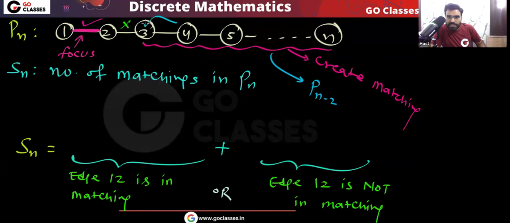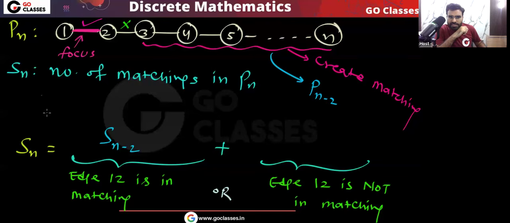And how many matchings are there in this P n minus 2? That will be S n minus 2. What is Sn? This is the number of matchings in Pn. So what will be the number of matchings in P n minus 2? That will be S n minus 2. Very simple. I hope you understood.